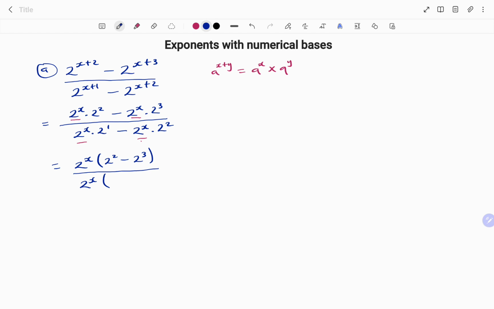I factorize 2 to the power of x. I'm left with 2 to the power of 1 minus 2 to the power of 2. This will give me 2^x cancels. I'm left with 2 squared, that's 4, minus 2 to the power of 3, that's 8, over 2 to the power of 1, that's 2, minus 2 to the power of 2, that's 4. This will give me 4 minus 8, that's minus 4, over 2 minus 4, that's minus 2. Minus 4 divided by minus 2, that's positive 2.